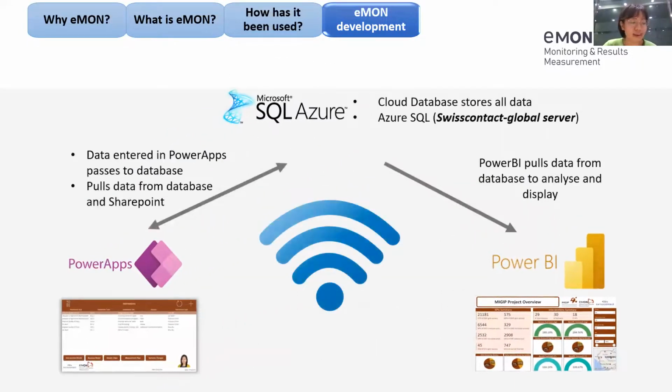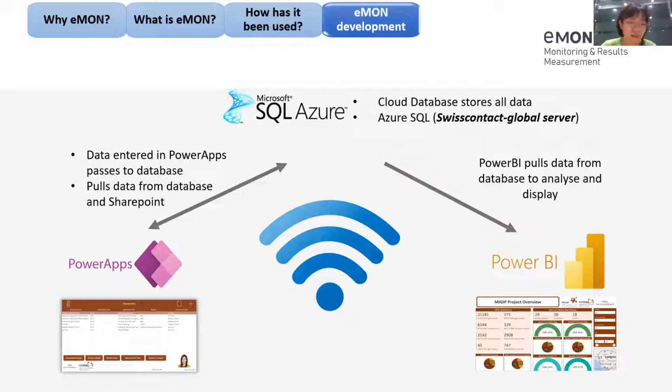So how do they connect and work as a system? First, all the data is stored in the cloud data center, which Swisscontact head office has a corporate account for. So to us, it's quite secure based on our experience. And then the data that is entered through Power Apps will be passed to the database, or pulled from the database to show when we are using the app.